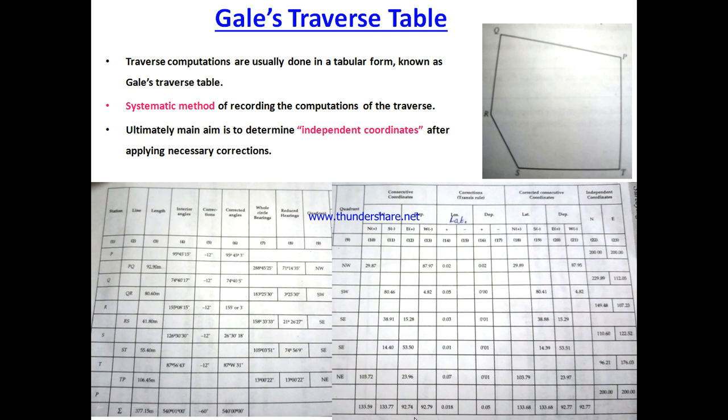So with the help of this summation of latitude and departure, we can calculate the closing error, which will be equal to under root of summation of latitude square plus summation of departure square. So here it will be equal to under root of 0.18 square plus 0.05 square, and you can calculate the value as 0.187.